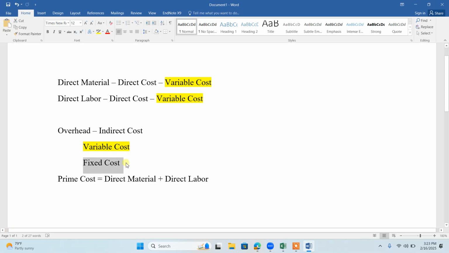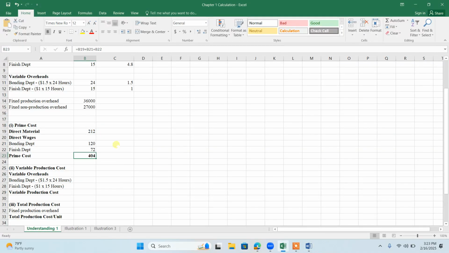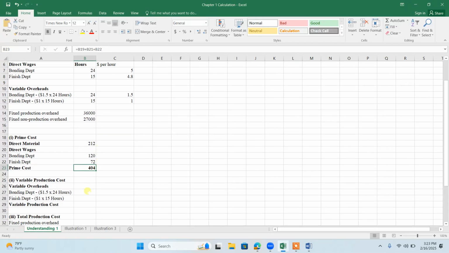In this question, we have two kinds of fixed cost. One is the production fixed overhead and one is the non-production, but we are not concerned with that in this requirement. We are only considering the first two, which we already calculated, that is the prime cost, but we need to add the variable cost of the overhead. Okay, you can see that variable overhead, bonding department charge $1.5 for 1 hour and bonding department takes 24 hours. So 24 hours they take to produce 1 unit. So the variable overhead of the bonding department is $36.